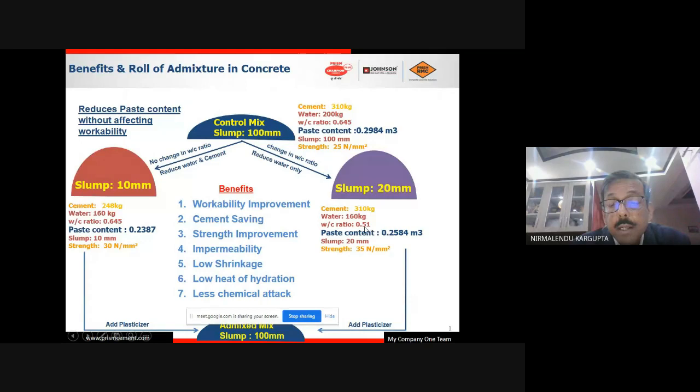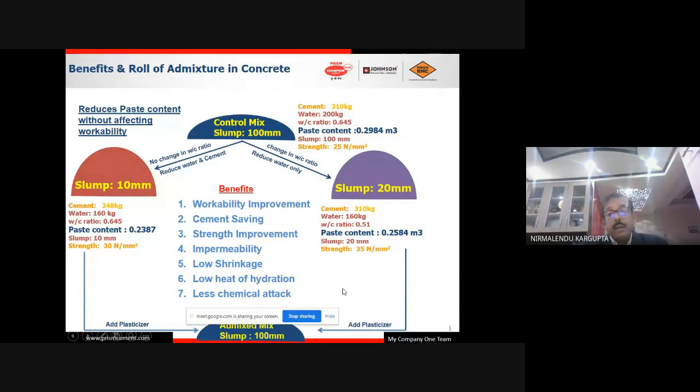The second one is where the water cement ratio has been reduced to 0.51. Paste content here is also reduced from 0.2984 to 0.2584. The slump already goes down to 20 mm because I cut some water. The strength is 35 MPa, but not now. If I add admixture and make it equivalent to the control slump of 100 mm, and fill the cube with this concrete of 100 mm slump, then we can compare this concrete with the control concrete.